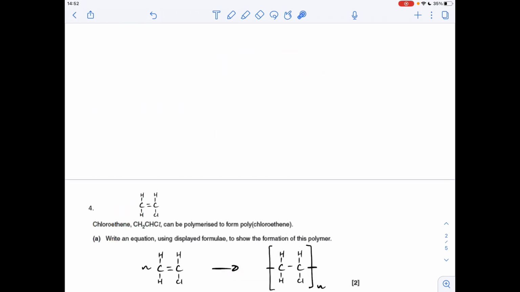Question 4, chloroethane. I've put the displayed formula up there, it can be polymerized to form polychloroethane. We've got to write an equation for that using displayed formula. So we just take the monomer, put a little n in front, which means a large number of, and then we just arrow, and then we're going to break open that double bond, put the end bonds through the brackets, and then just wrap it in a bracket, and then that little n goes on the bottom right hand side.